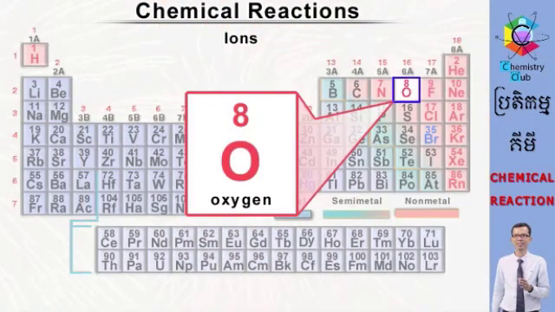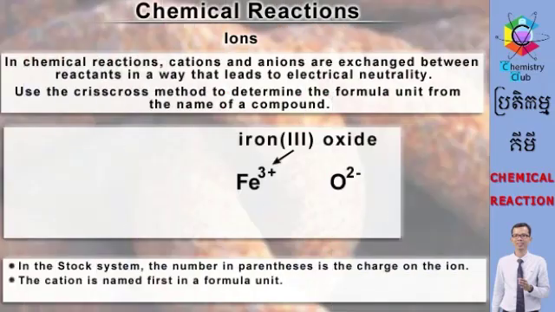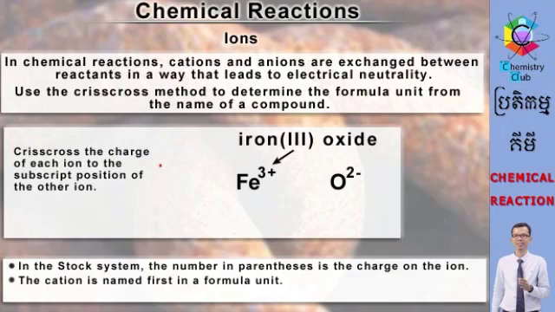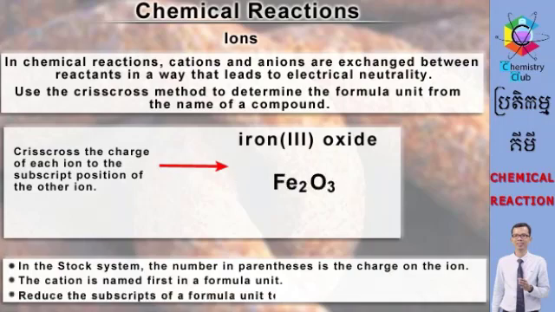Earlier you learned how to determine that the oxide ion has a charge of -2 by looking at the periodic table. To determine the formula unit, crisscross the absolute value of the charge of the anion to the subscript position of the cation, and the absolute value of the charge of the cation to the subscript position of the anion. Then reduce the subscripts to their lowest whole number ratio. Since the subscripts in this case are 3 and 2, they are already in the lowest ratio.